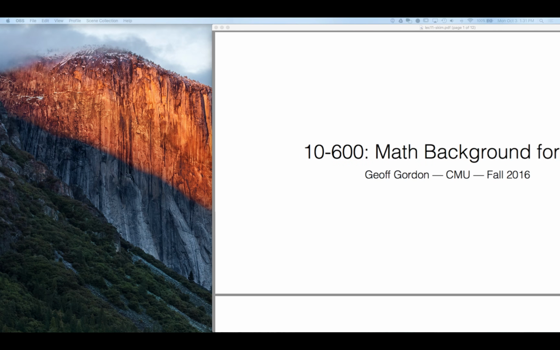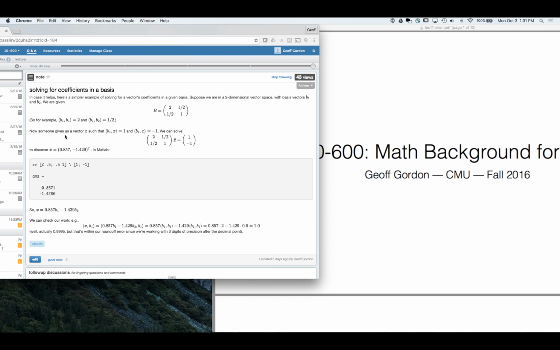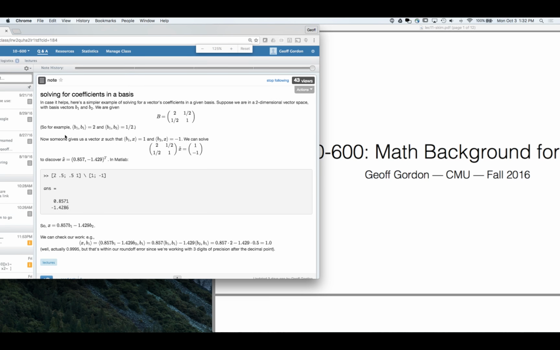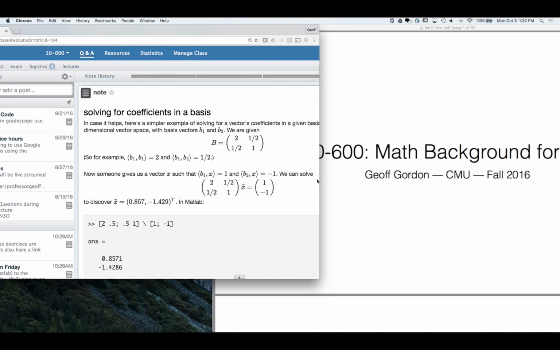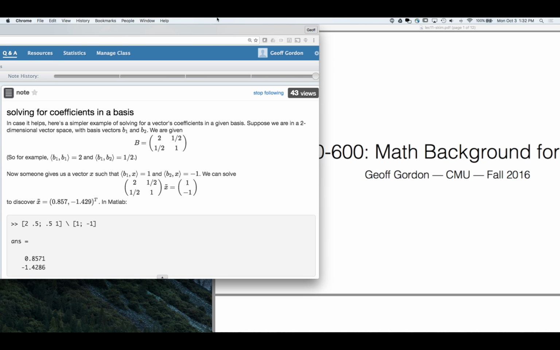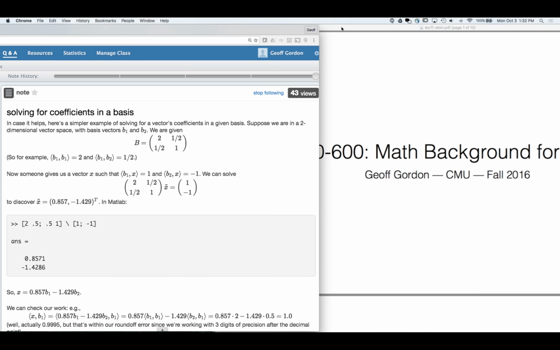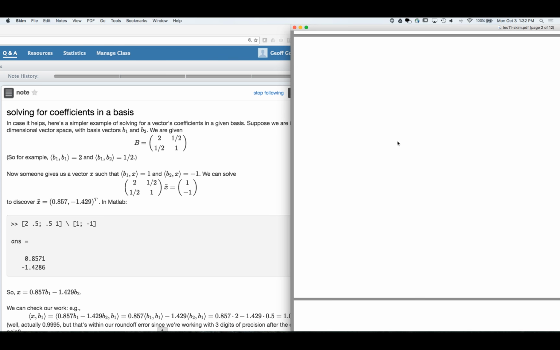So we posted a simple example on Piazza, is that big enough? That should be big enough. So let's just go through this example. All right. So this is a simpler example.